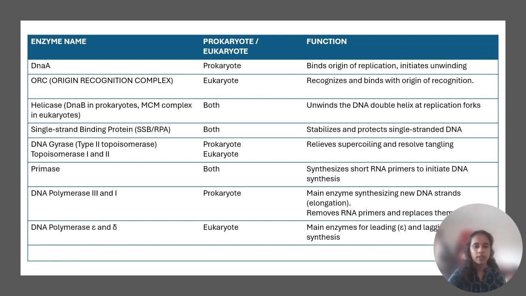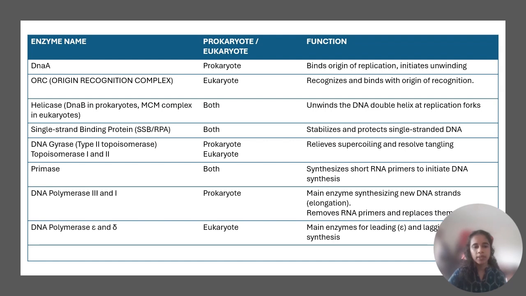Then there are the single-stranded binding proteins, which are in both prokaryotes and eukaryotes. They help in stabilizing and protecting single-stranded DNA. Then you have DNA gyrase and topoisomerase 1 and 2. DNA gyrase is for prokaryotes and topoisomerase 1 and 2 is for eukaryotes. They help in relieving supercoils and resolving tangling. Then you have primase, which synthesizes short RNA primers to initiate DNA synthesis. This is there in both prokaryotes and eukaryotes.